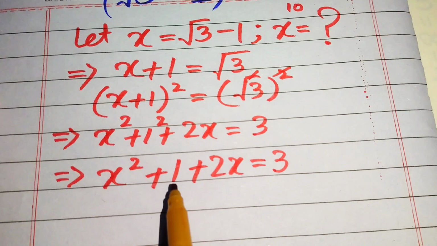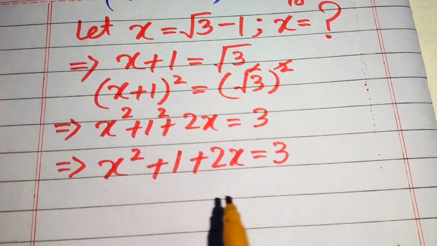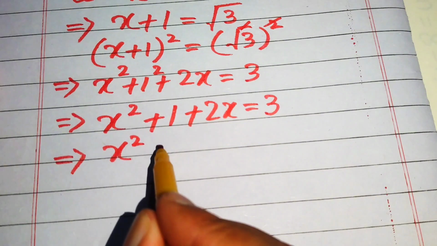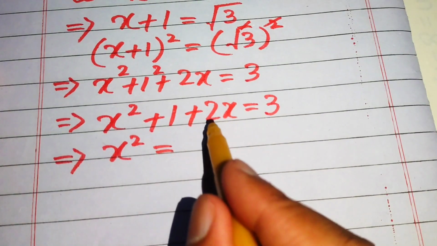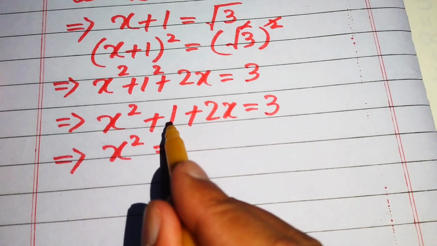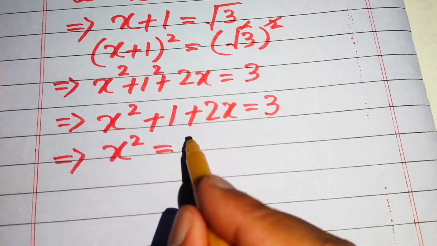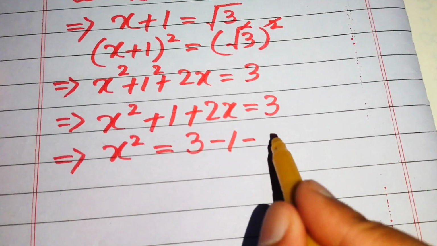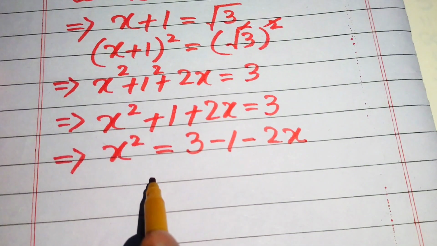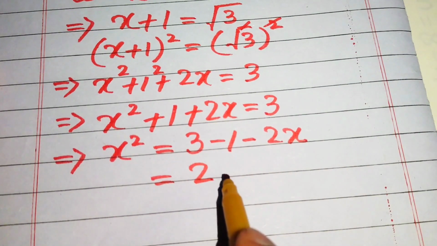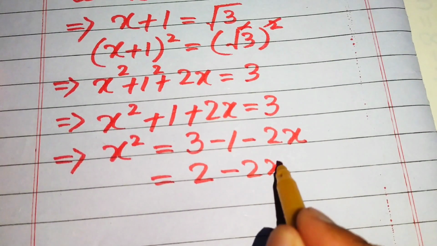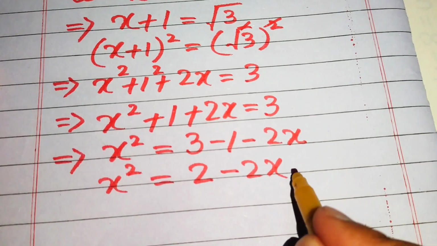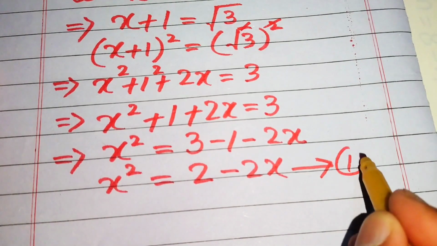And now we move the term 1 plus 2x to the right hand side, and it is written as x square equals 3 minus 1 minus 2x. These were both positive, and when we move them to the right hand side they become negative, so minus 1 and minus 2x. So 3 minus 1 equals 2, giving 2 minus 2x. This is the value of x square, and we call this our equation number 1.